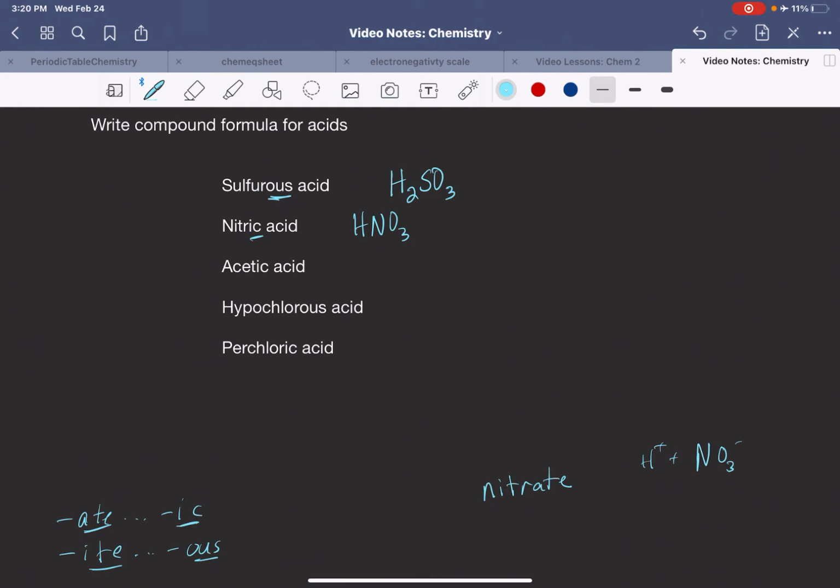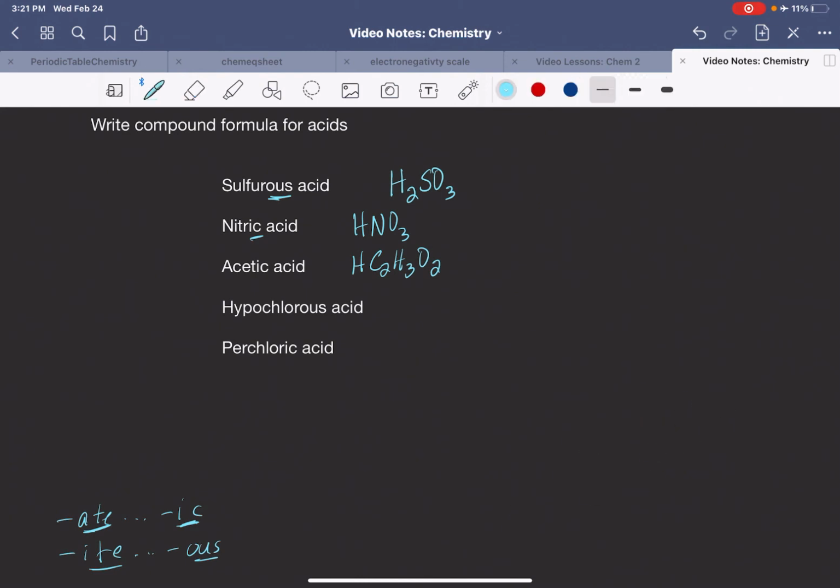Acetic acid, right? Acetic acid ends in -ic, so we must need the -ate. So there is a polyatomic ion, acetate, right? C2H3O2 negative. This is an acid. We can see that there's a positive 1 charge and a negative 1 charge, the anion charge. Those already equal 0. So this must be HC2H3O2. Okay.